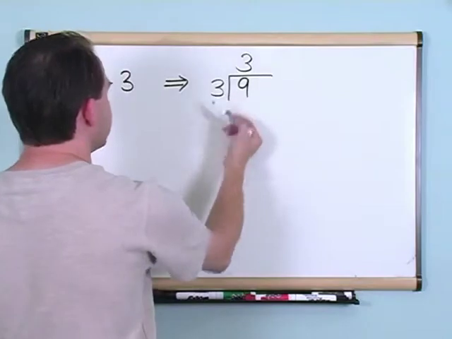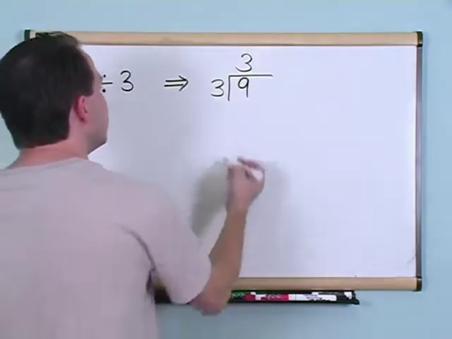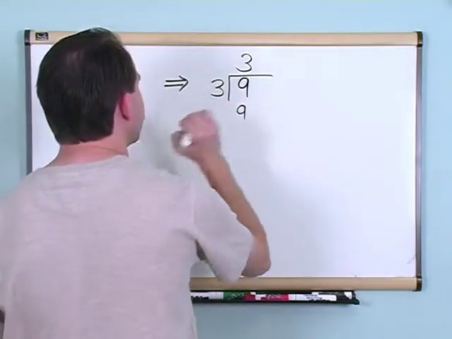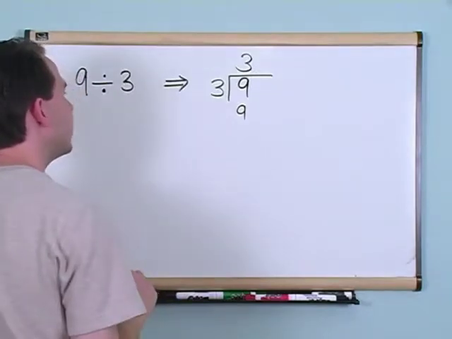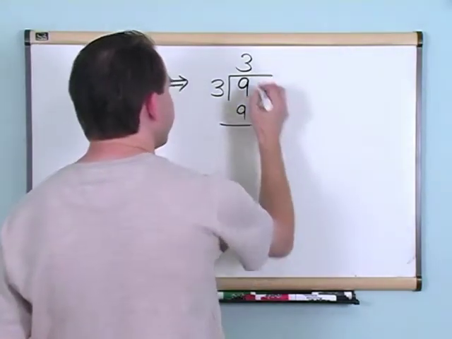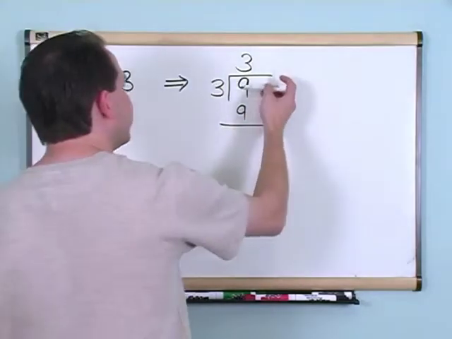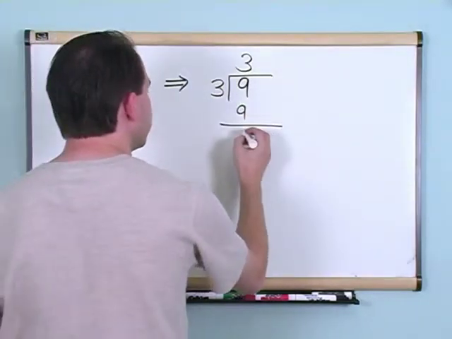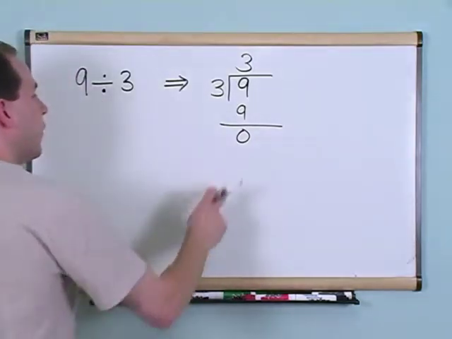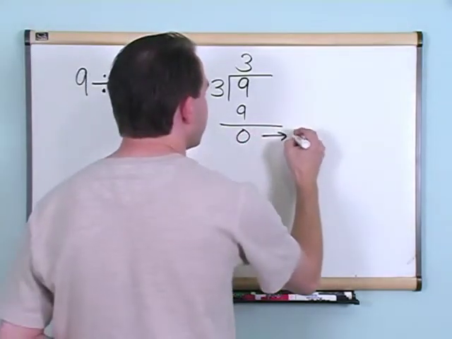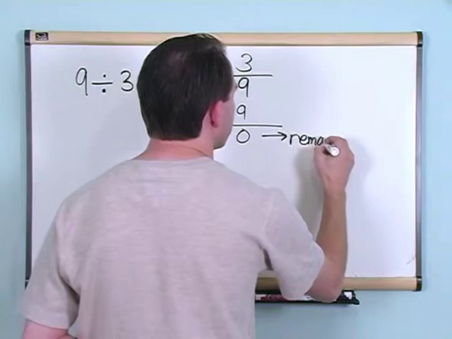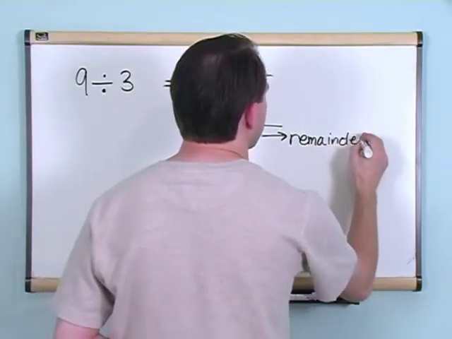So let's do that. Let's multiply. 3 times 3 is going to give me 9. So I'm going to go ahead and write a 9 underneath here, because 3 times 3 gives me 9. Now I'm going to subtract these two numbers. 9 minus 9 gives me 0. So what I have is what I'm going to call a remainder of 0.